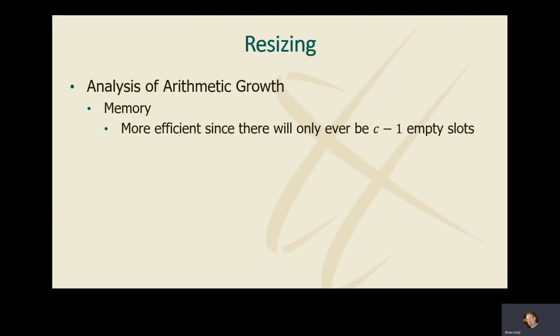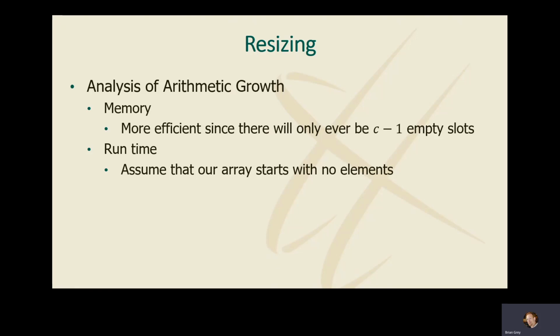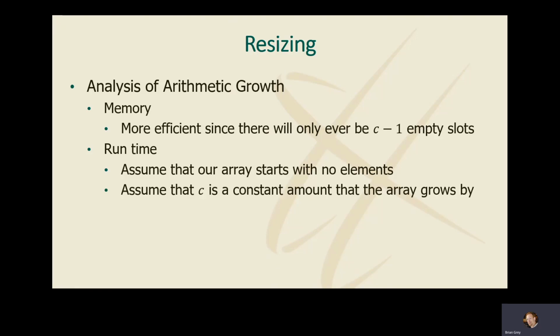Yeah, good. Worst case scenarios, we're going to have C minus 1 empty slots, right? If C is our constant that we're increasing by, if we increase by 5 because our array is full, after the growth, we're only going to have 4 empty slots. So we're going to be pretty efficient with respect to memory. Run times is where things get a little tricky. So for this explanation, we are going to assume that we start with an empty underlying array, okay? No elements in it. And we're going to assume that our C is our constant that our array grows by, 5 or 15 or whatever that number is. It's some unknown constant, okay?